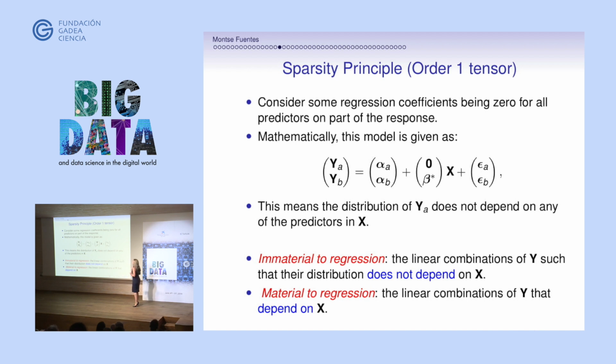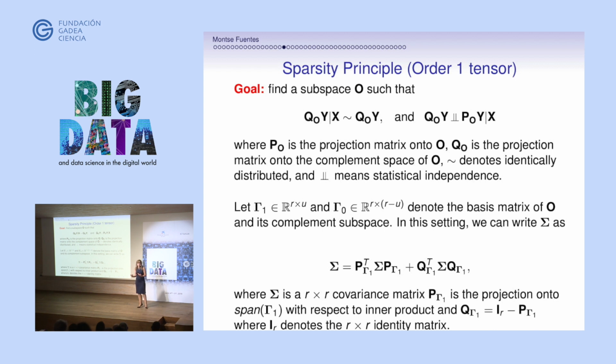So it could be the case that certain parts of the response are not very relevant in the context of the regression. They are not very relevant in estimating beta, because they are not impacted by changes in beta. So there is some part of the response space that is irrelevant for the regression, or what we call here immaterial to the regression. Those are the linear combinations of the response such that they don't depend on the predictors, so they are not affected by changes of the predictors. And then we have the part that is relevant, the part that is material to the regression. So the idea here is to focus on what is relevant for the regression.